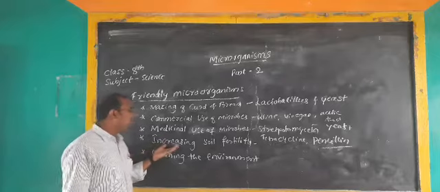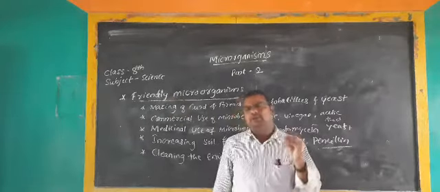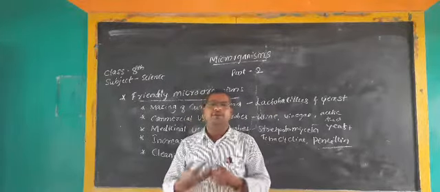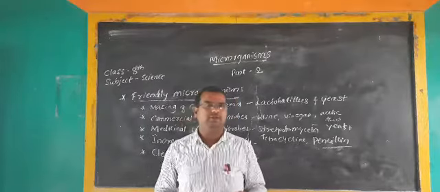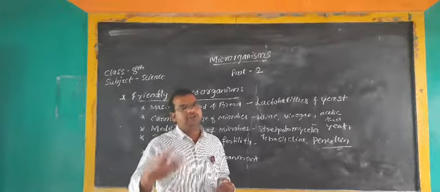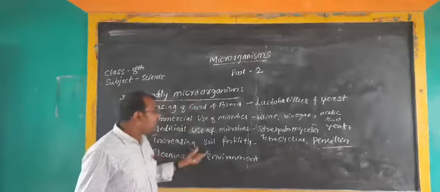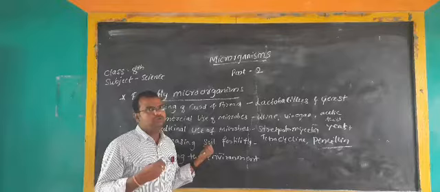The next one, increasing the soil fertility. What is soil fertility? It is how capable the soil is of producing plants. What is there inside it? The soil has some nutrients that make it produce more and more crops in a better way, with good quality.